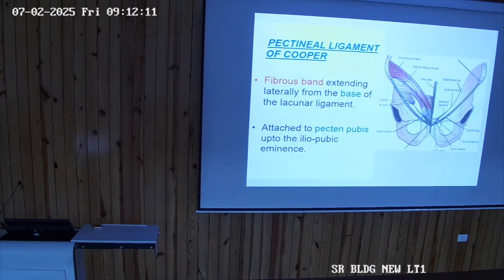Then what is the pectineal ligament? From the base of the lacunar ligament, some of the fibers are extending towards the pecten pubis. Pecten pubis is what? If you remember, there is a pectineal line on the pubis part of the hip bone. So to the pecten pubis it is extending, and up to where? Up to the iliopubic eminence. So these are the fibers extending from the base of the lacunar ligament to the pecten pubis up to the iliopubic eminence. So this is the lacunar ligament, this is the pectineal ligament.